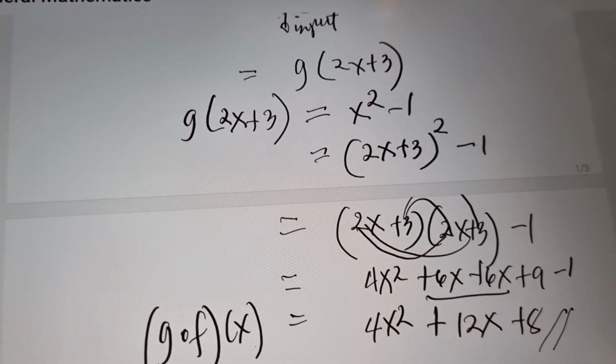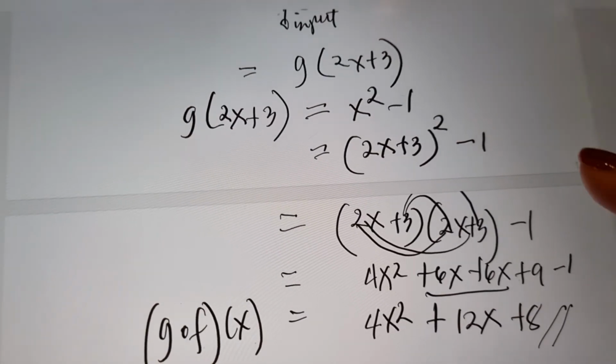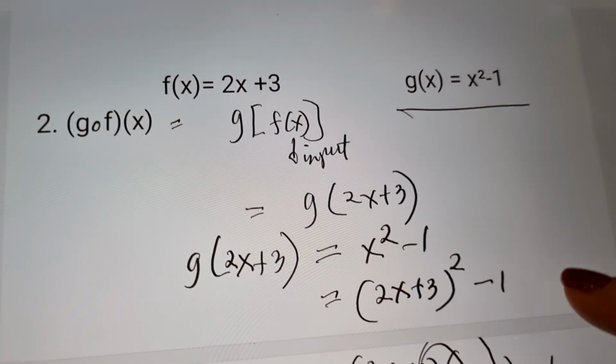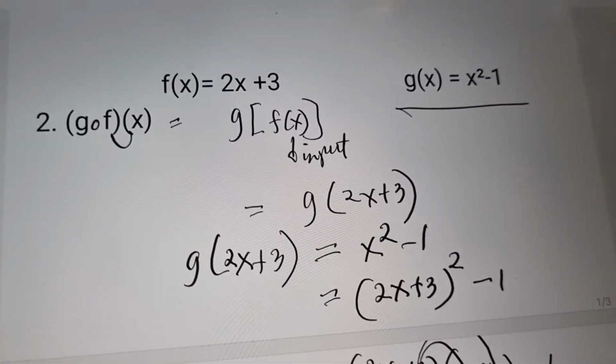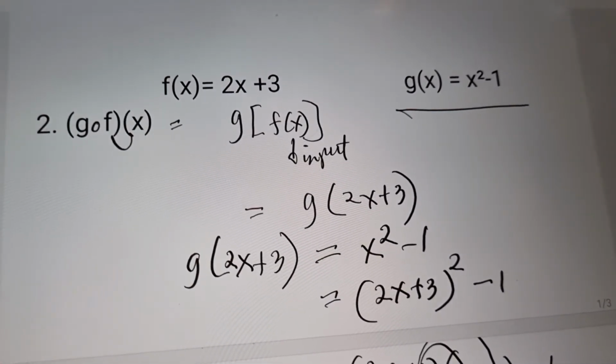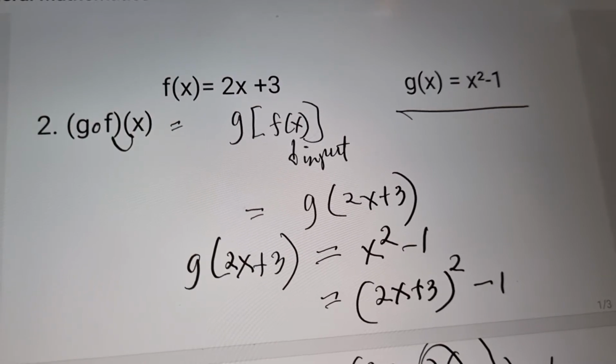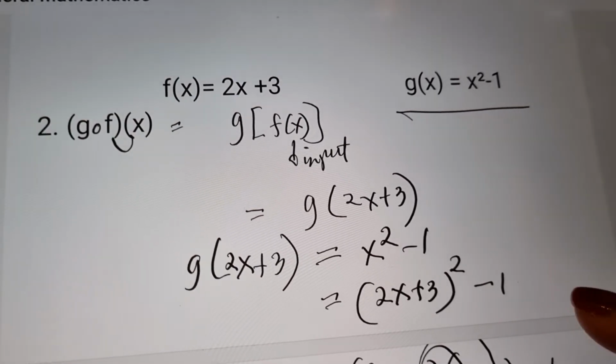Okay? So take note, whatever is closer to the x, that would be the input. Then use that to evaluate the outside function, which is g.